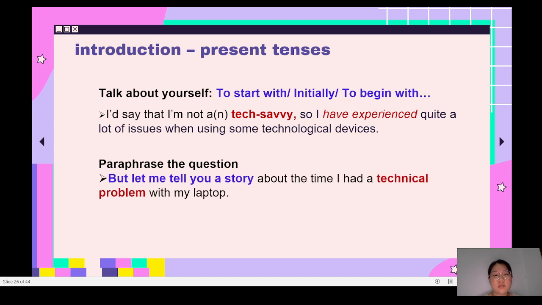And then you can paraphrase the question. Instead of that, you say, let me describe a moment, a time when I had a problem with an equipment. So you can say it in another way like this: but let me tell you a story about the time I had a technical problem with my laptop. You can see that technical problem is used instead of the problem with an equipment. Do you understand my idea? Yes, I will be really glad if you understand my idea.